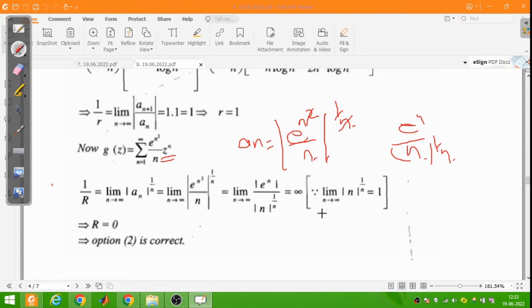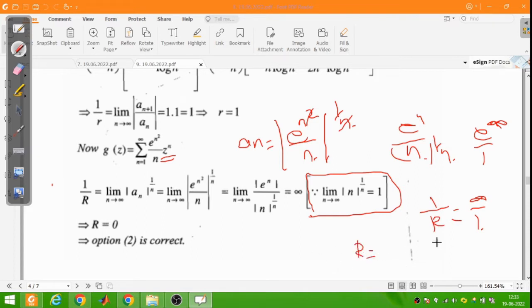So already we know, note, limit as n tends to infinity, n power 1 by n is 1. So e power n divided by 1, that is e power infinity divided by 1. So e power infinity is nothing but infinity, and that is the value of 1 by r. Next you have to find the value of r. So 1 by r equals infinity, so r equals 0.